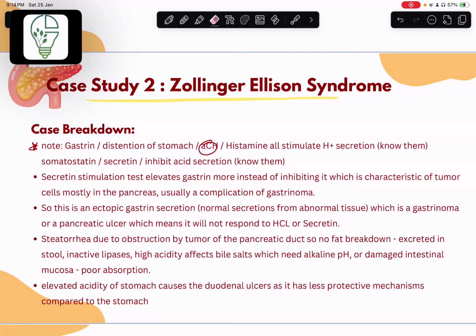And for the inhibition, we have the two S's, secretin and somatostatin. Somatostatin inhibits everything, so know it by heart.